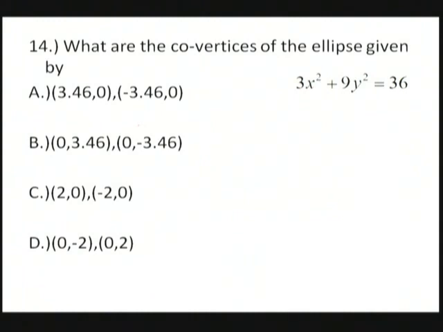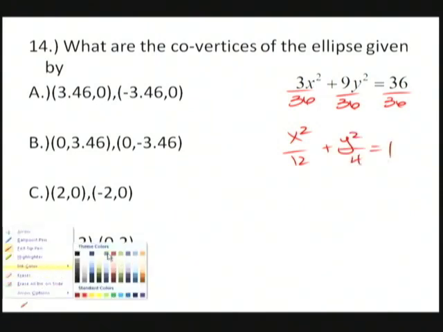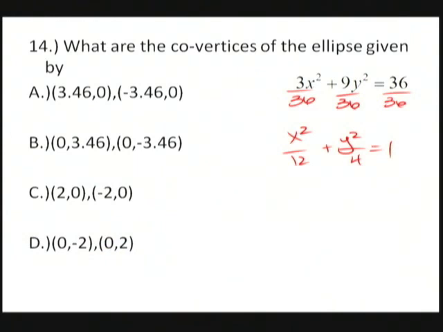Okay, 14. What are the co-vertices here of this ellipse? Well, first of all, let's get the ellipse in standard form. So we've got x squared over 12 plus y squared over 4 is equal to 1. Now remember, the co-vertices are the shortest axis, which in this case is here. So if I take the square root of 4, it gets me 2. And if I go 2 units in the y direction, it's got to be d.